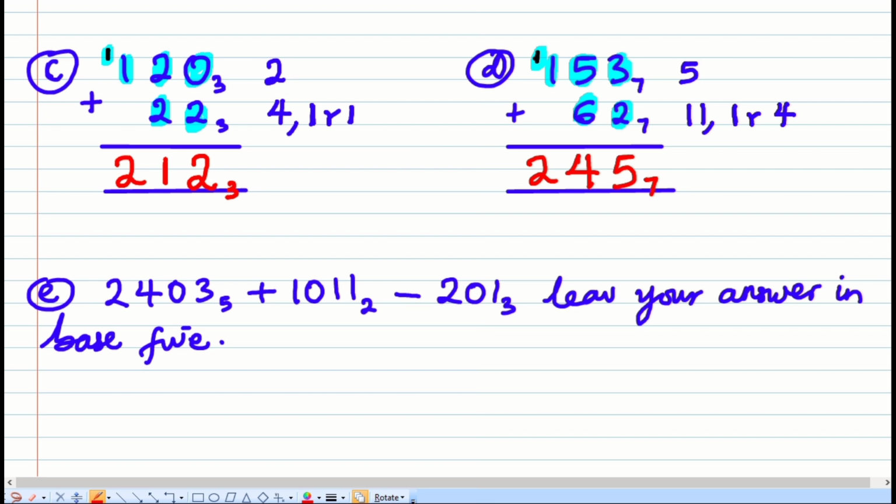So you're going to always have a number that is 1 less than the base as the highest number. So that's a way to checkmate yourself also.